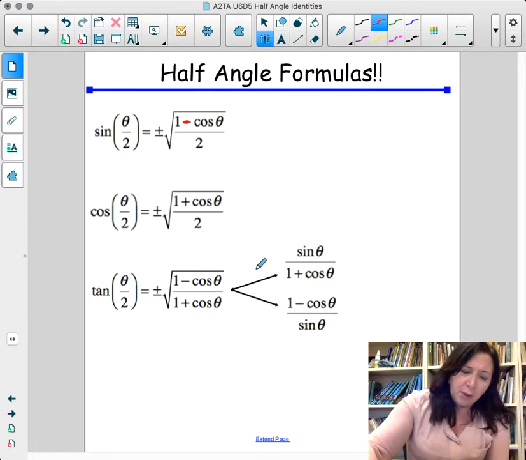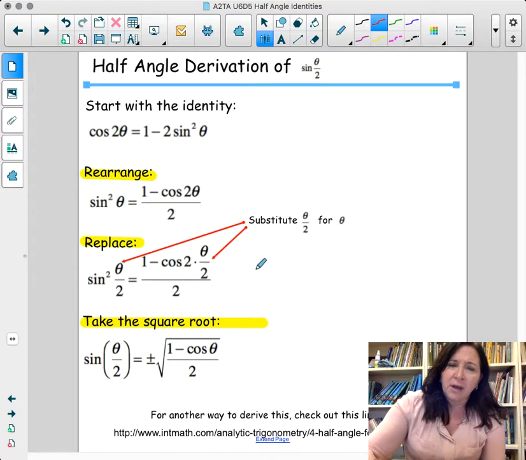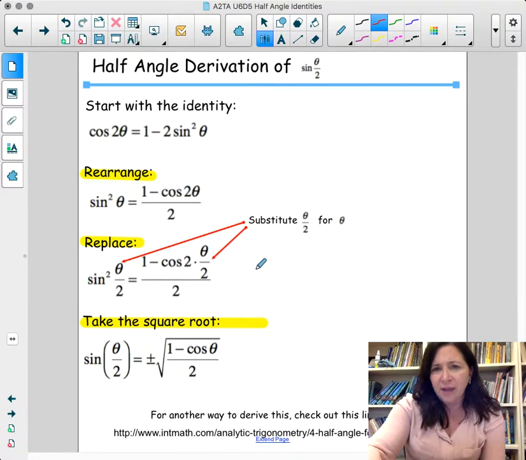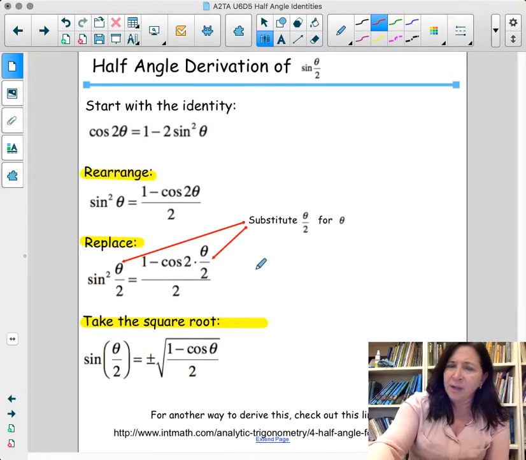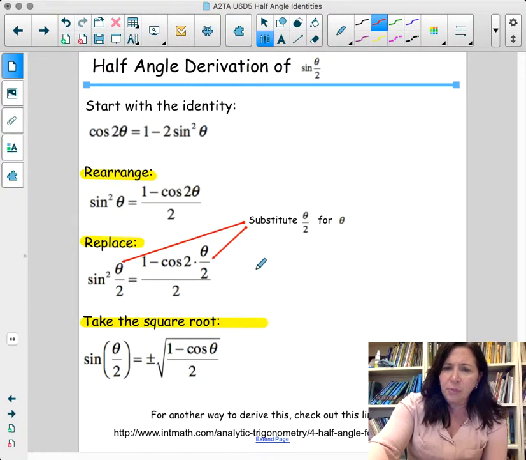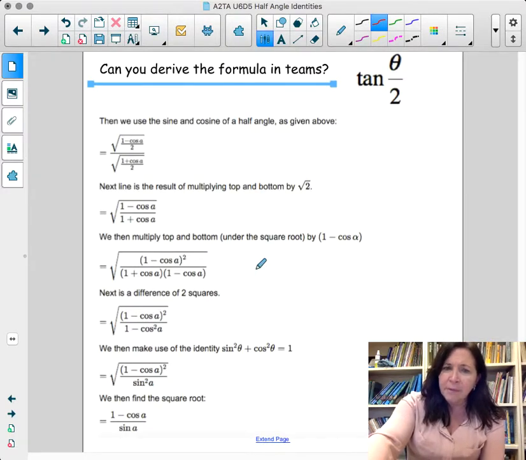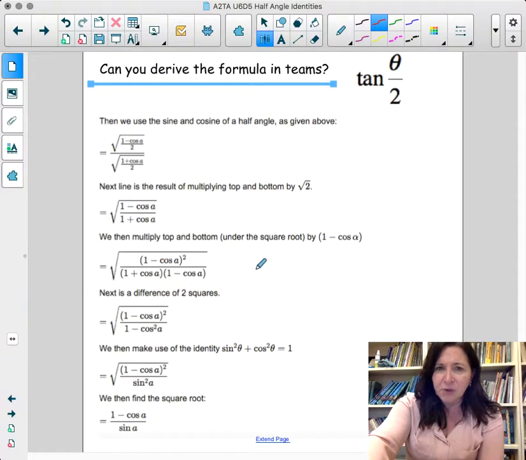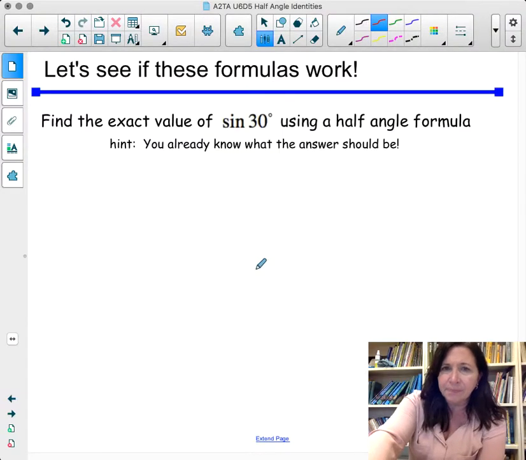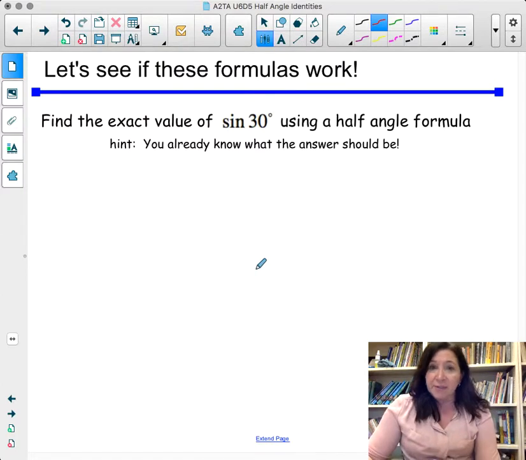The first one that we're going to start with is, this right here is just a derivation of sine of theta over 2. So you're welcome to look through this and work them through yourself. I'm not going to go through these, but you do see that they are here. You can refer back to them at any time. So what I want to start off is to see these formulas, see if it works actually.